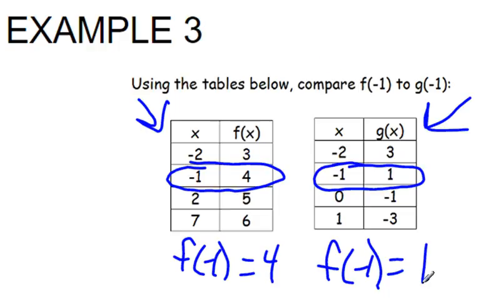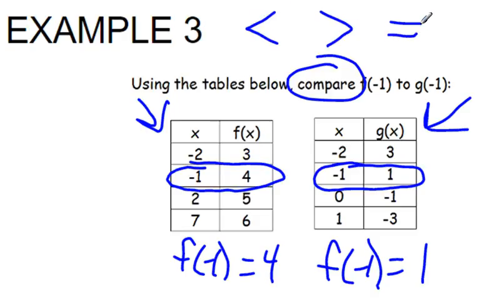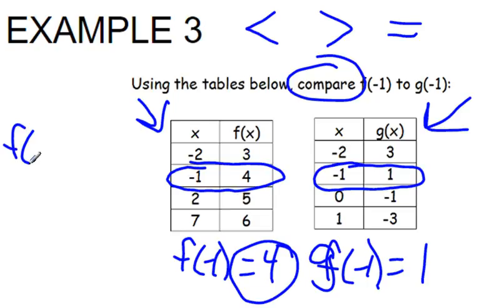So finally, the problem does ask us to compare, and that means to say whether or not it's less than, greater than, or equal to. So f of -1 equals 4. Oh, I'm sorry, this should be a g of -1. And g of -1 equals 1. So obviously, the 4 is bigger than 1. So we're going to say that f of -1 is greater than g of -1.